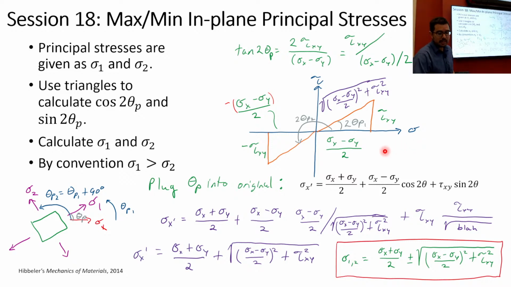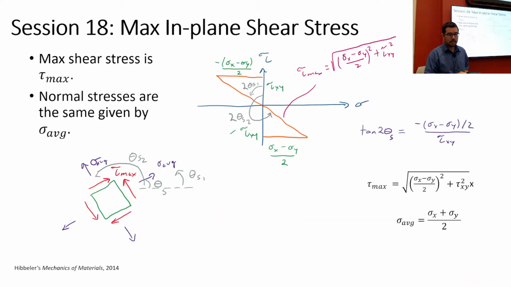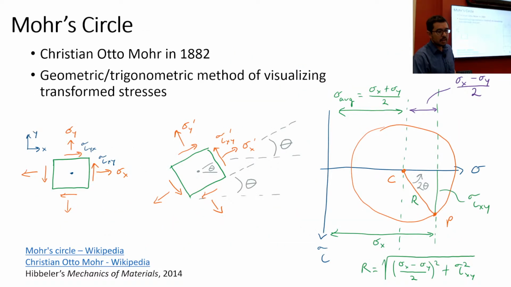So, what's next? Mohr circle. It looks complicated. You're like, what in the world is this? Well, we're going to go through what Christian Otto Mohr presented in 1882, and the idea is that it's a tool that allows us to visualize what's happening with the transformations using a circle.